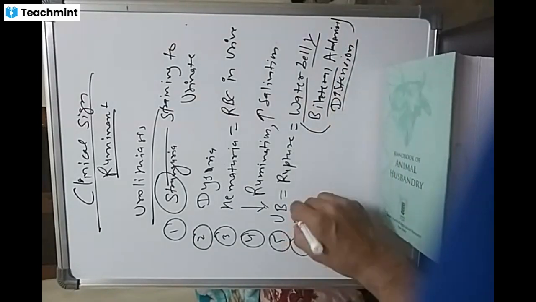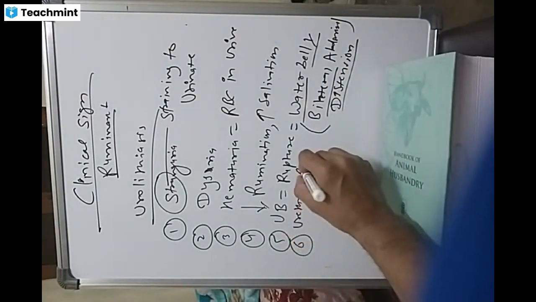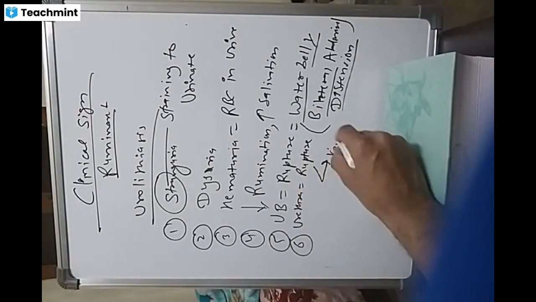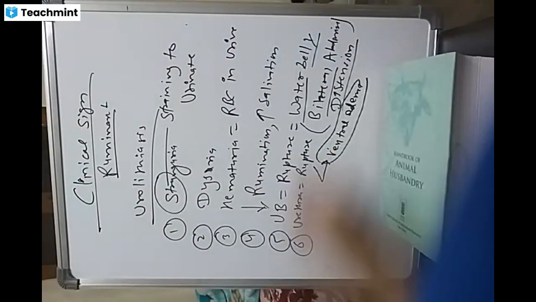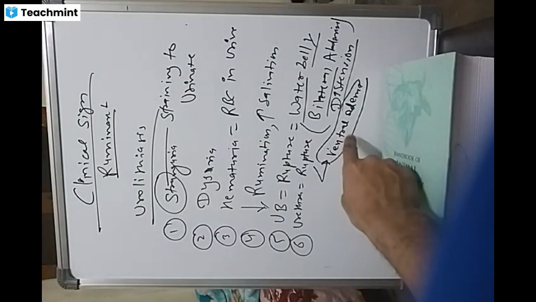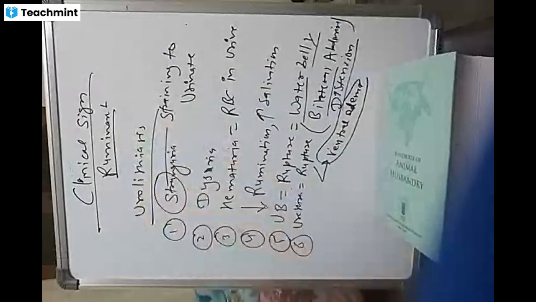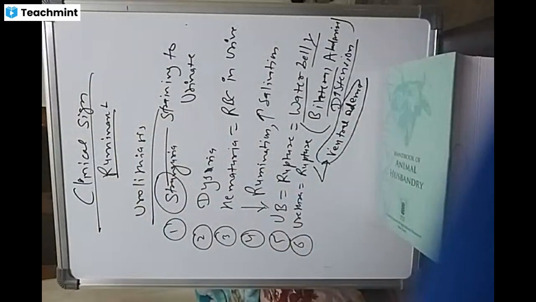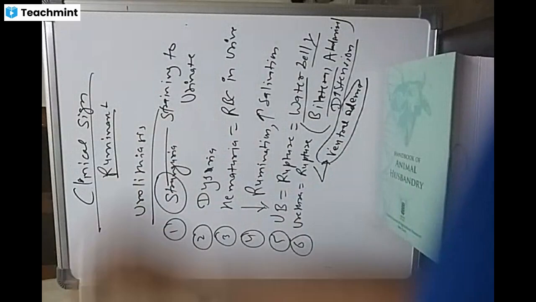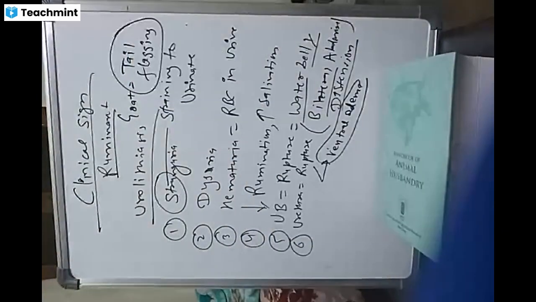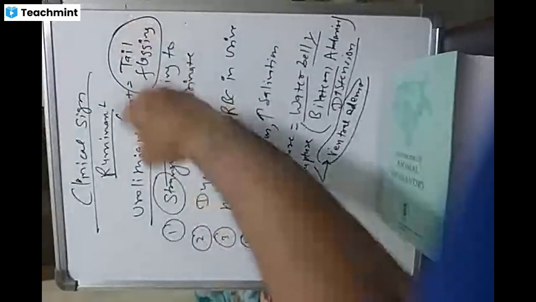If the urethra ruptures, then the condition will be edema accumulating in the ventral abdomen. So these are the clinical signs. In the goat, tail flagging: the animal is not able to urinate, so it is the tail flagging.